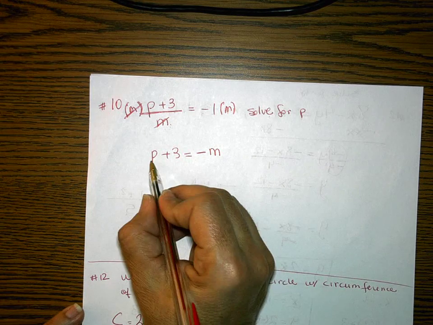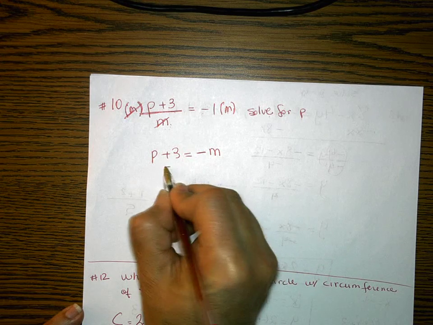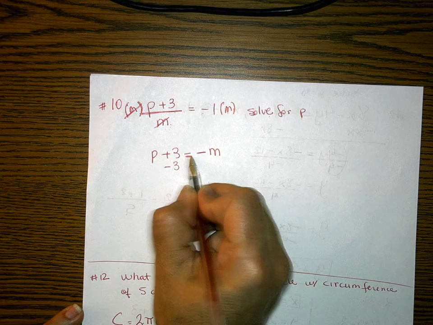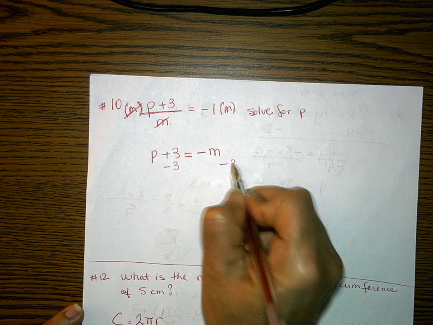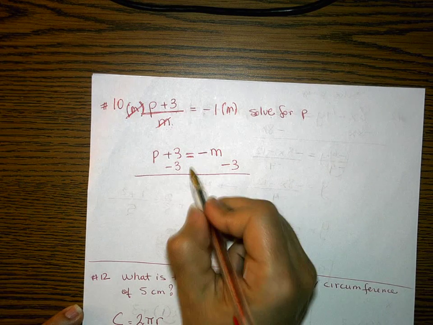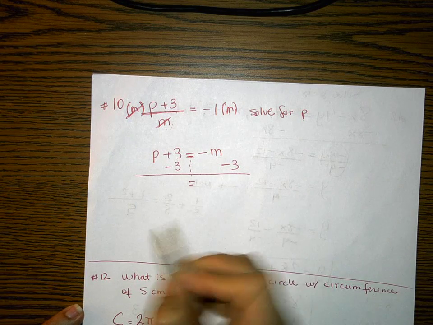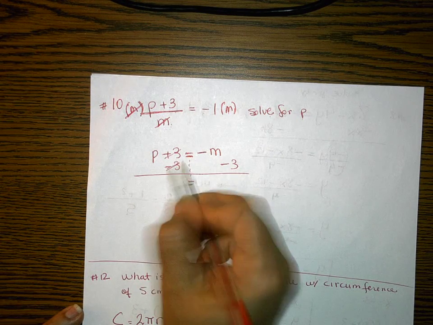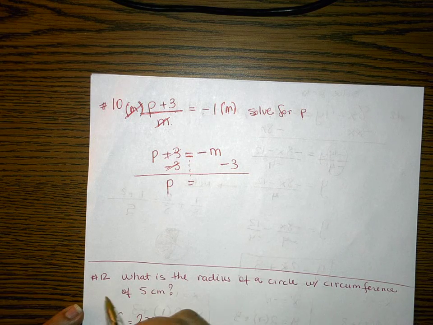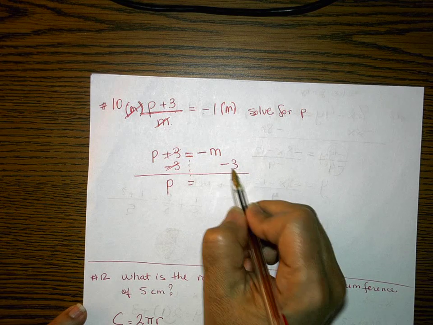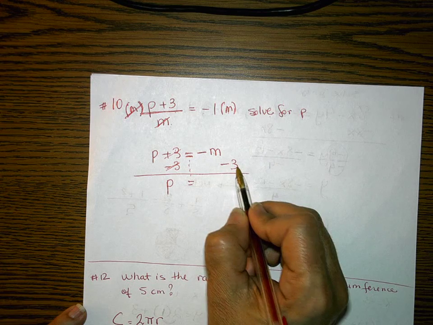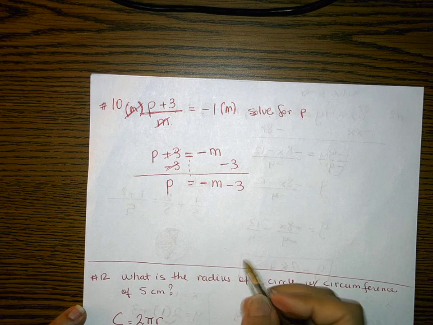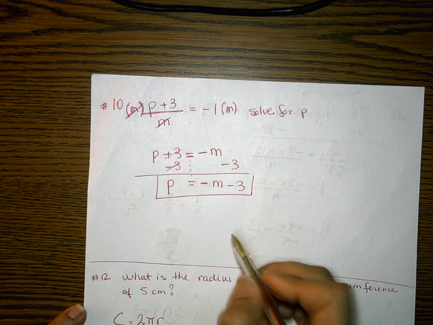I want to get p by itself, so all I have to do is the opposite of adding 3, which is subtracting 3. But if I subtract from the left of the equal sign, I better subtract on the right of the equal sign. It has to keep it balanced. So p plus 3 minus 3 becomes 0, so I get p all by itself. And negative m and a 3 are not alike terms, so we're going to have negative m minus 3. And there's our answer. P equals negative m minus 3.